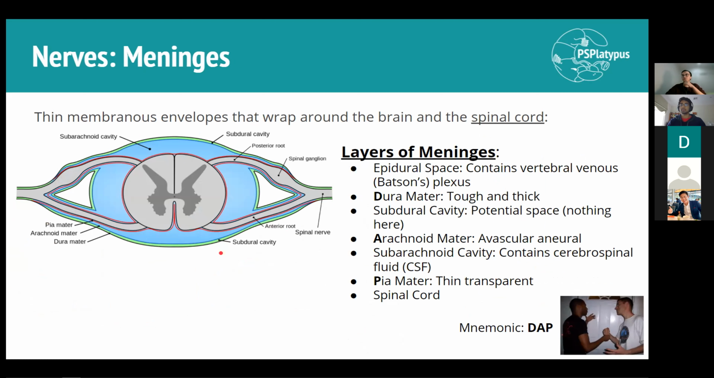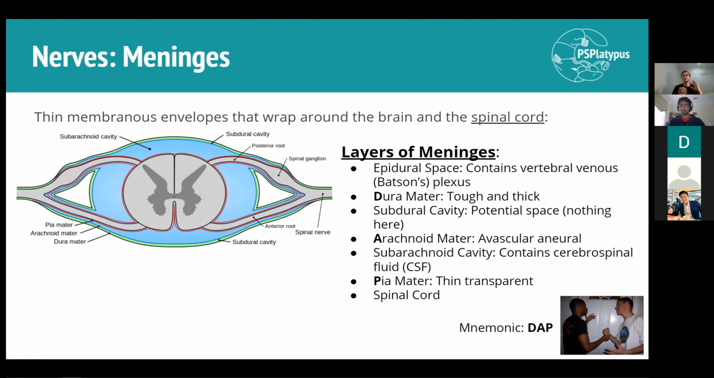Next up, we have your meninges, right? Your meninges are these thin membranous envelopes that wrap around the brain and the spinal cord. We don't care about the brain just yet. You're going to be covering that next year. So you don't have to worry about it at all. You have to worry about the part that wraps around the spinal cord.